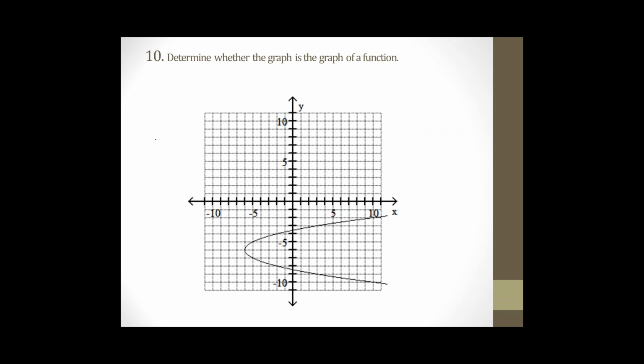When you're given a graph to see if it's a function, you want to use the vertical line test. Basically, you want to see if no matter where you draw a vertical line, you would only cross the graph one time. If you ever cross the graph more than once on that vertical line, it does not pass the vertical line test and it is not a function.